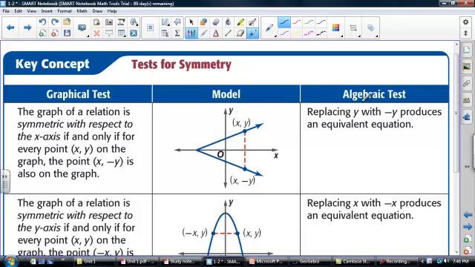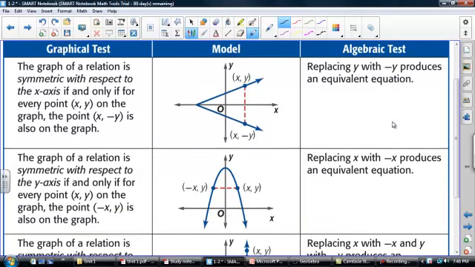To test that algebraically, we replace y with -y, and if we do that, it will produce an equivalent equation. You'll see more about that in a moment.